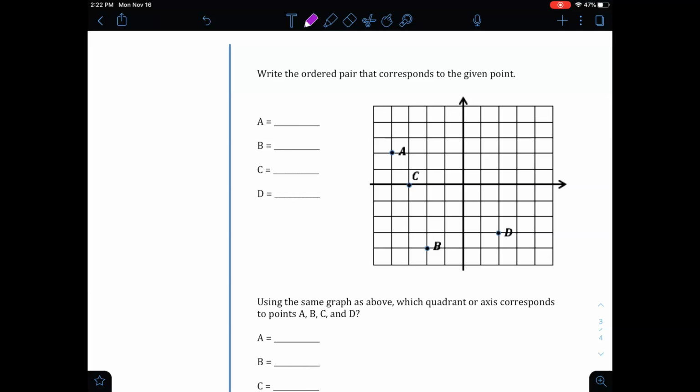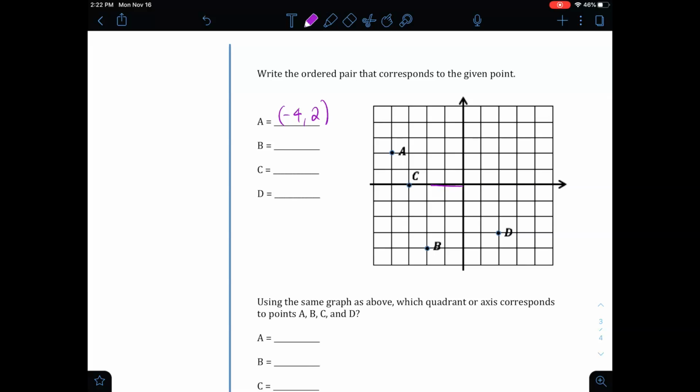See how you do. All right, so for A, it looks like we go left 4 and up 2. So left 4, is that positive 4 or negative 4? That's negative 4. And then up 2, is that positive 2 or negative 2? It's positive 2.